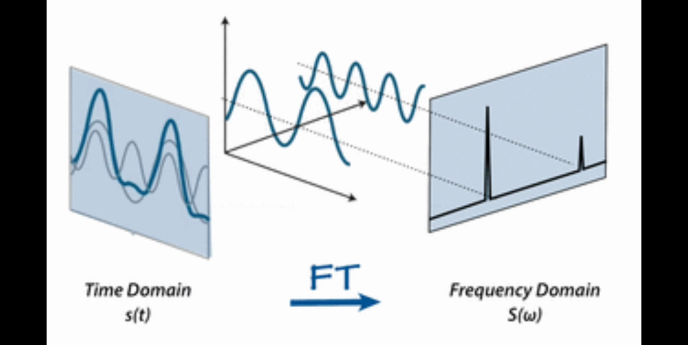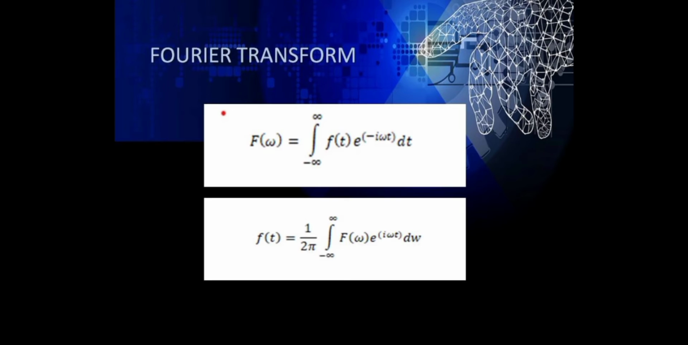Fourier transform is a mathematical procedure connecting s of t or the time domain and s of omega or the frequency domain. If time domain or s of t is given, s of omega or the frequency domain may be computed and vice versa. As we can see, the first equation is called the Fourier transform or the forward Fourier transform. The second equation is called the inverse Fourier transform.